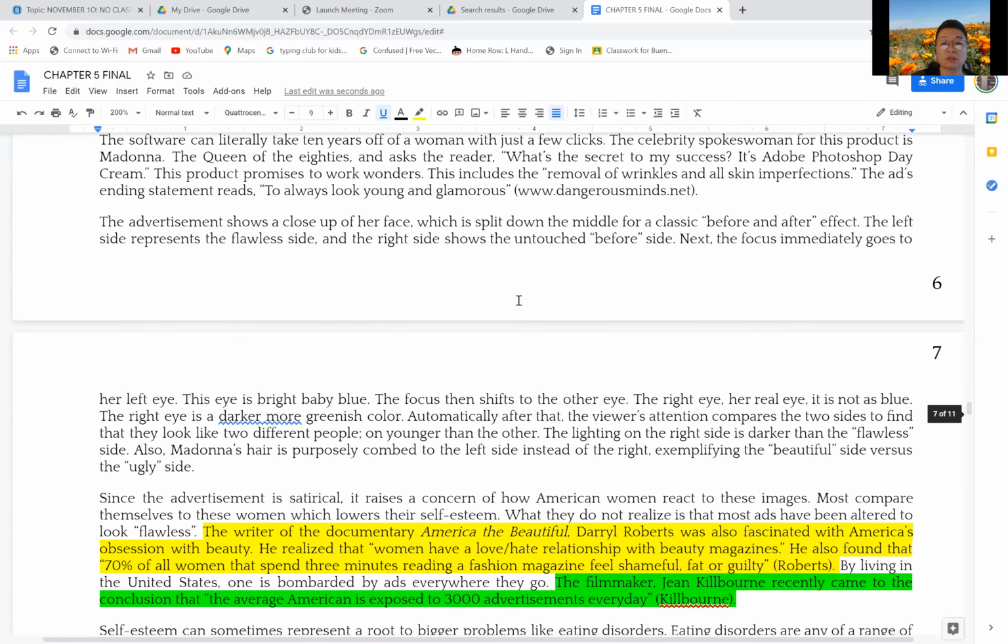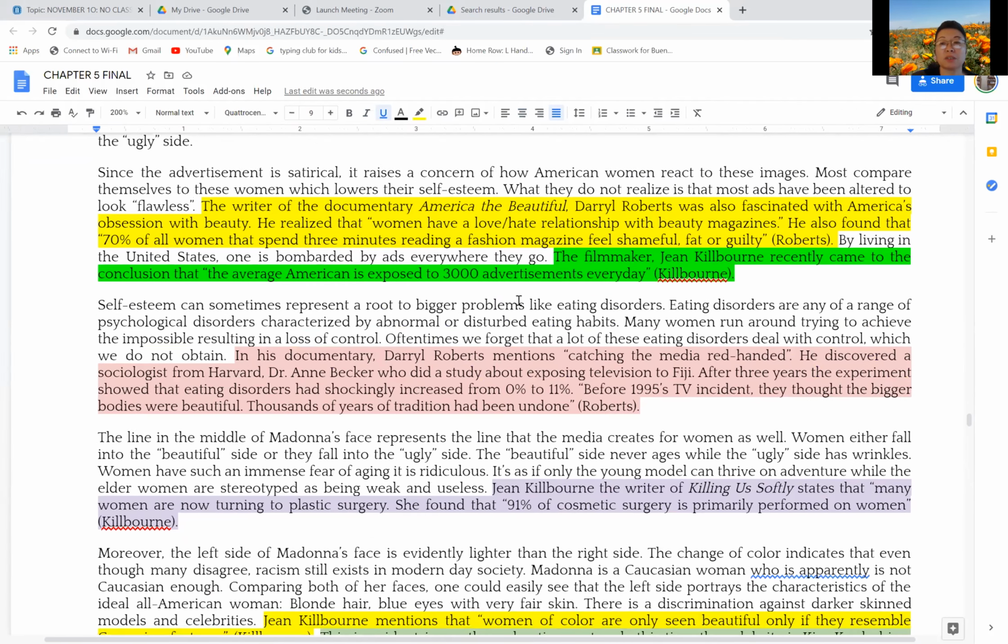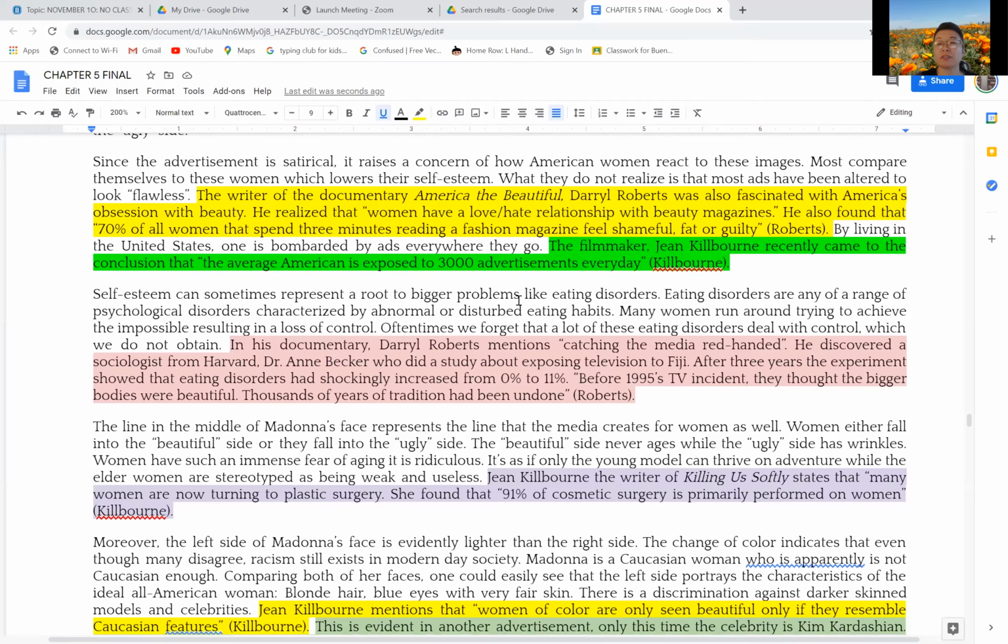All right, so let's scroll down here a little bit more. You can see she does a lot of internal citations. We're focusing on the yellow part. The writer of the documentary America the Beautiful, Daryl Roberts, was also fascinated with America's obsession with beauty. Myra Torres is introducing the source of her quote. Writer of the documentary, Daryl Roberts. What's his documentary? America the Beautiful.